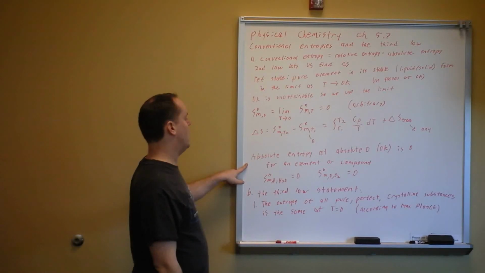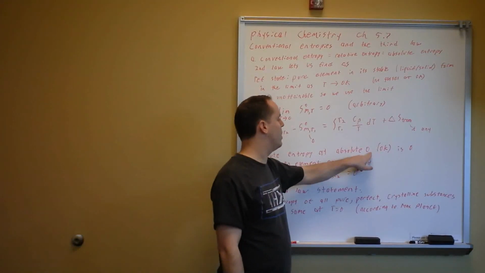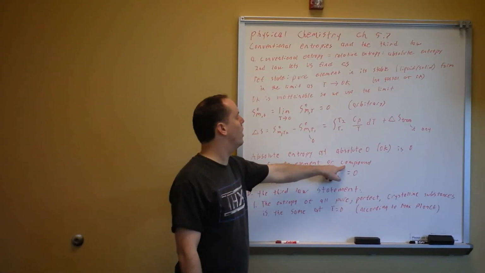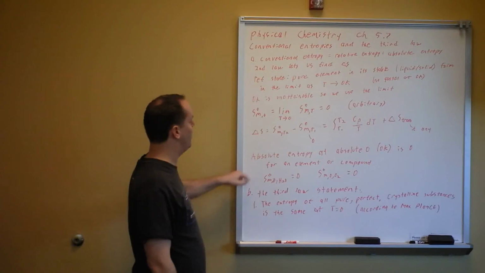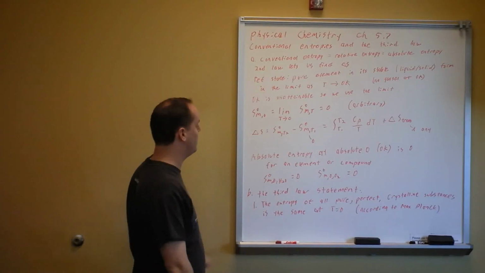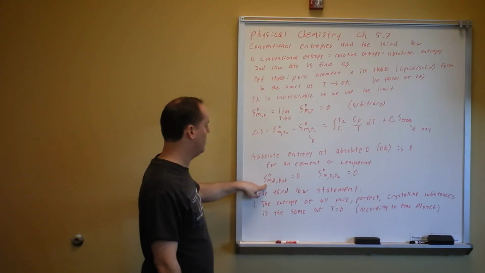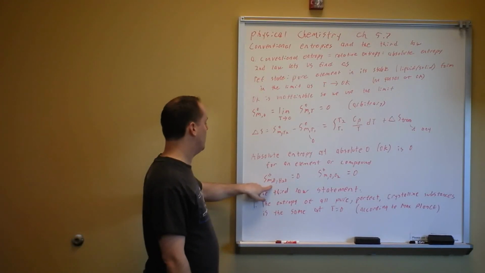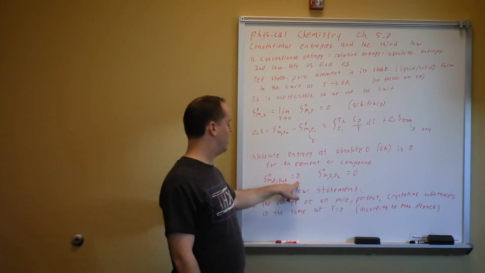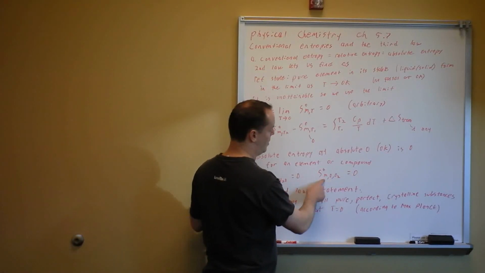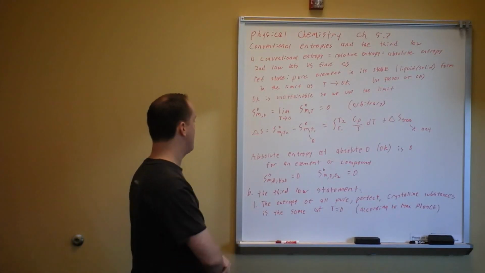Now, let's talk about the absolute entropy at absolute 0 kelvins being equal to 0. That's what we just said, and that's for any element or compound. Contrast that with what we just said about enthalpy, where it's only elements that are equal to 0. So for example, for water, the absolute molar entropy at temperature 0 and 1 bar is going to be equal to 0. Or for the gas diatomic oxygen, the absolute molar entropy at 0 kelvins and 1 bar is going to be equal to 0. Either way.